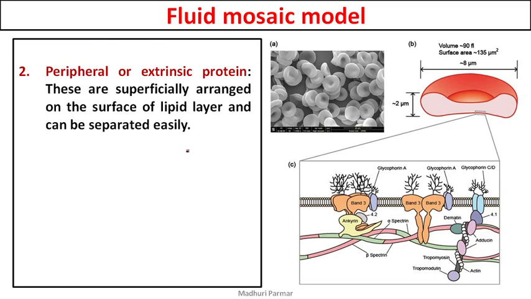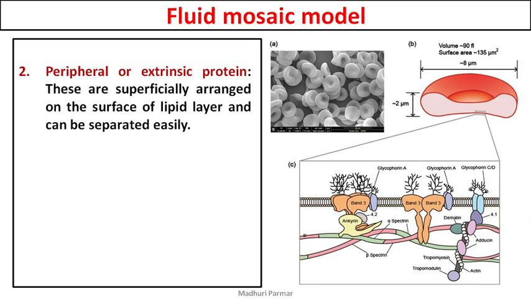Right, so that was all about integral or intrinsic proteins. Then the second type of protein, the floating ones. Okay, the gulab jamuns that were floating, they are peripheral or extrinsic proteins. Fine. So peripheral proteins, again let us consider this RBC membrane.